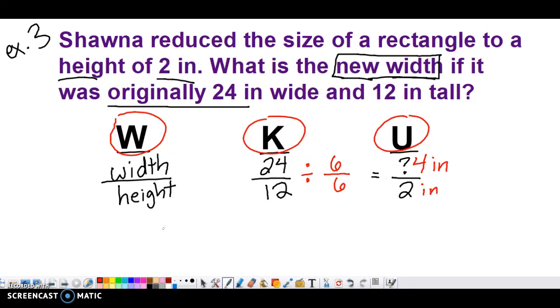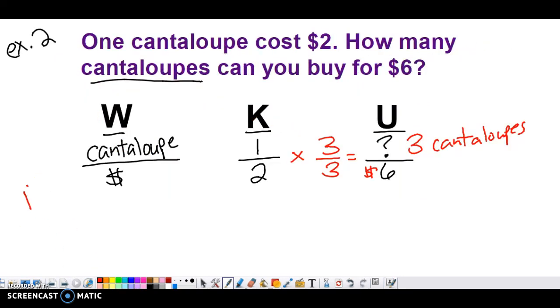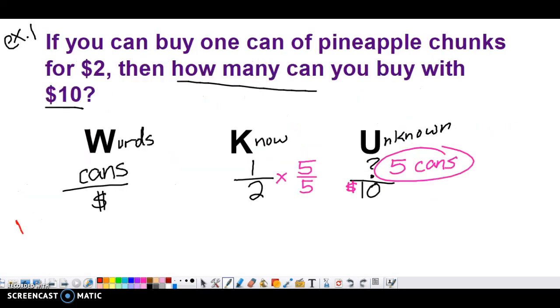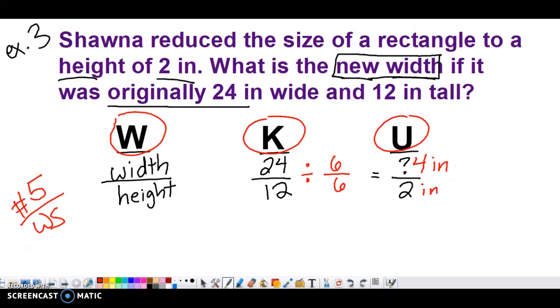Now, you'll notice once you get your practice worksheet that example number 3 is going to be number 5 on your worksheet. Example number 2 is going to be number 3 on your worksheet. And number 1 is going to be number 1 on your worksheet. You're welcome.